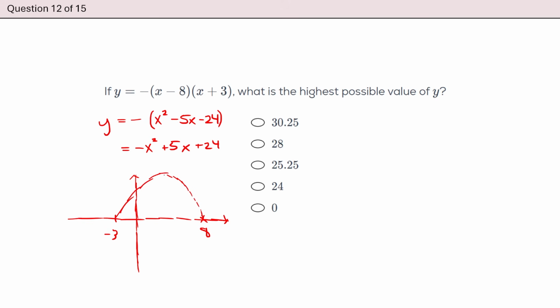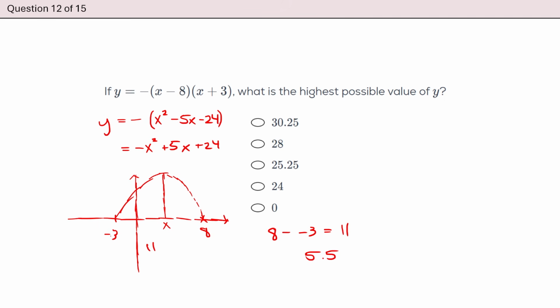The highest point is going to be right in the middle of these two x values. Or at least the x value is going to mark the highest point. So what value is in the middle of these two values? What is the distance from -3 to 8? Well, that's 8 minus -3, which is 8 plus 3, which is 11. So this entire distance is 11. Remember though, we only want half of it. So half of 11 is 5.5.